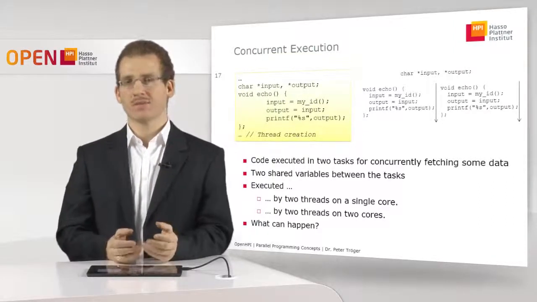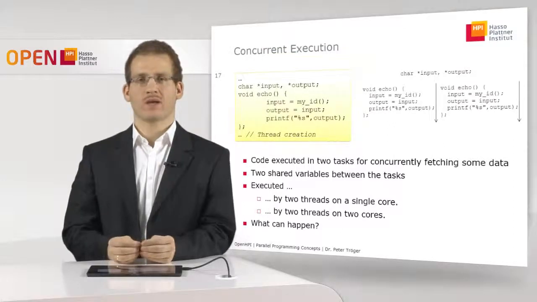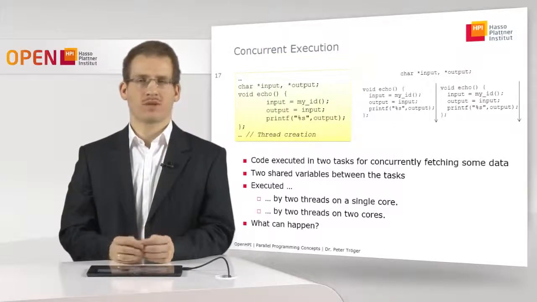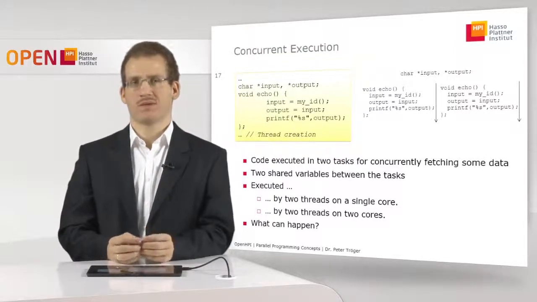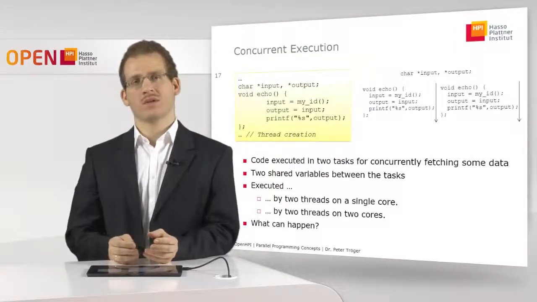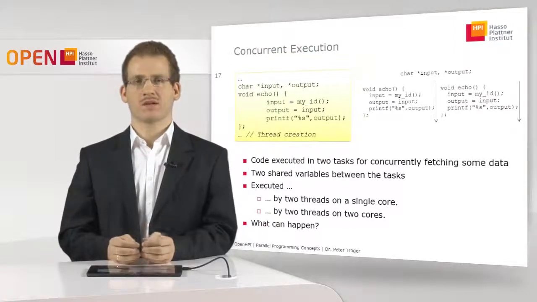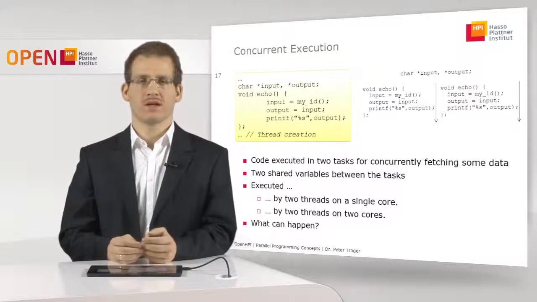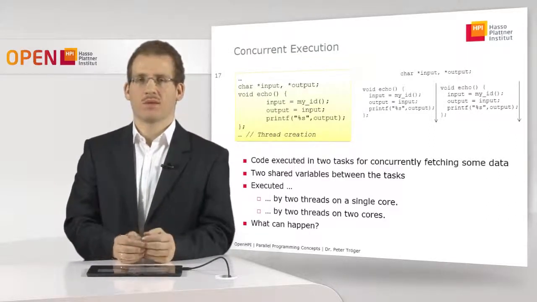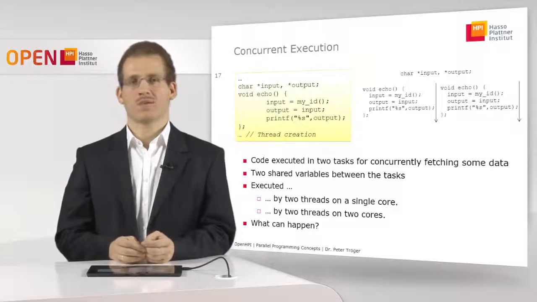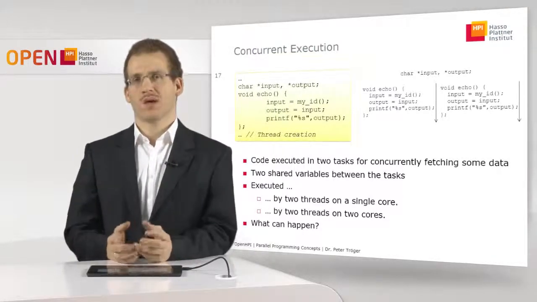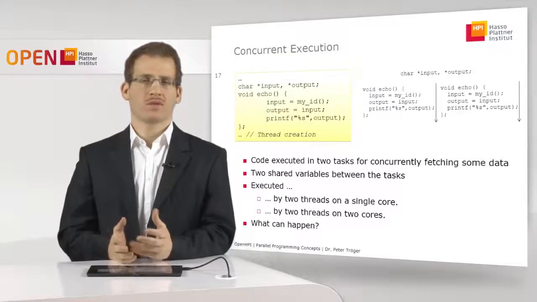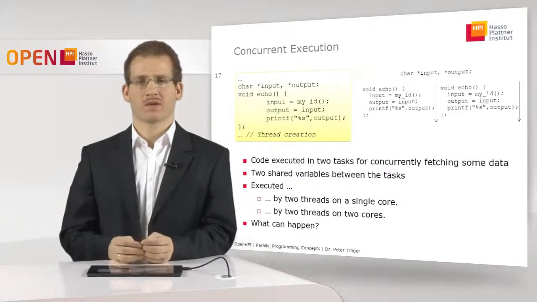We now take this function and create two threads, two concurrent activities in our operating system, and both tasks are supposed to run the same method. The interesting question is now, if you do this concurrent execution, as shown on the right side of the slide, what could happen? What could be the problem? If you have two threads running on a single core, what could happen with that code? And if you have two threads running on two cores, what could happen?